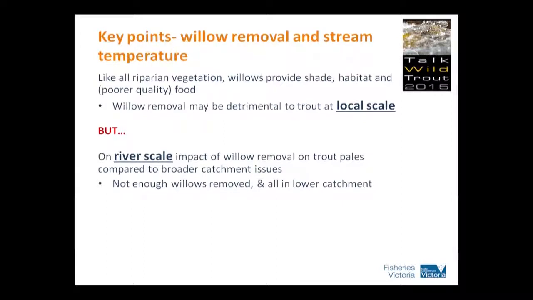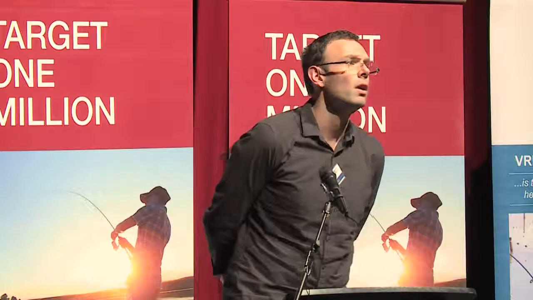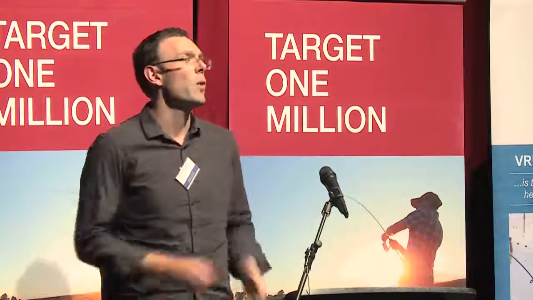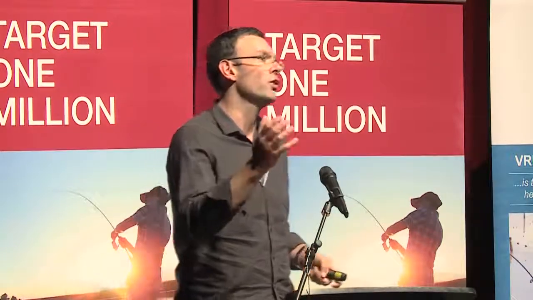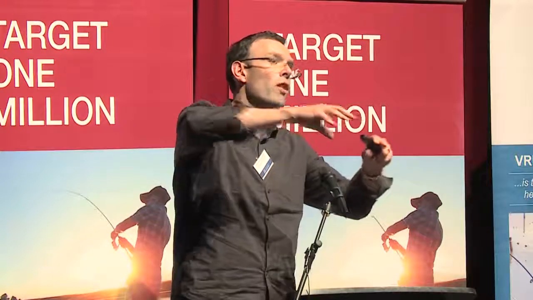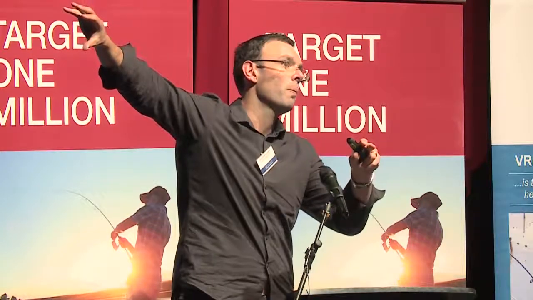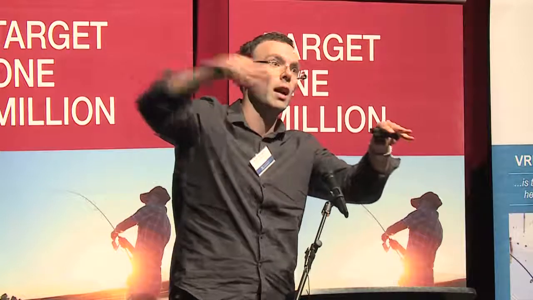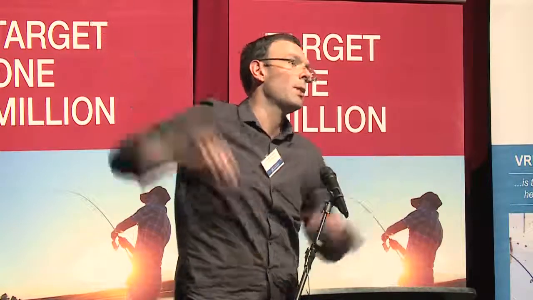And where those willows have been removed has only been in the lower reaches. And this is not in the areas where we expect to be a major effect on stream temperature. Because remember, what we observe is manifest on what's happening upstream. And if we're removing all the willows downstream, and the water's getting warm, that's because something's happening upstream, not because we've removed willows on a local level.